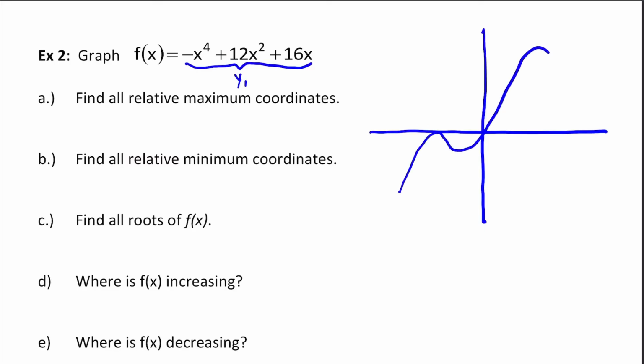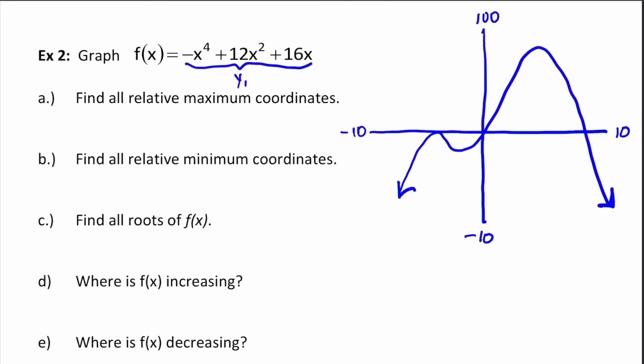So I got a sketch that sort of looked like this. To give you an idea of my window, I actually did not adjust my x min or x max. I left those at negative 10 and 10. For my y max, I did have to go up to 100. And for my y min, I didn't adjust that at all. I kept that at negative 10.